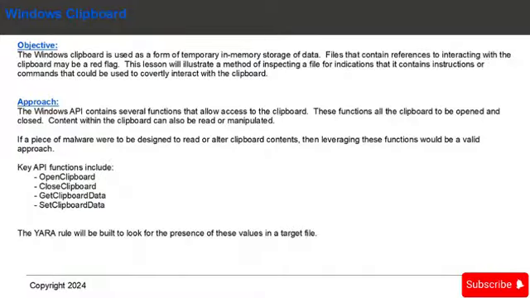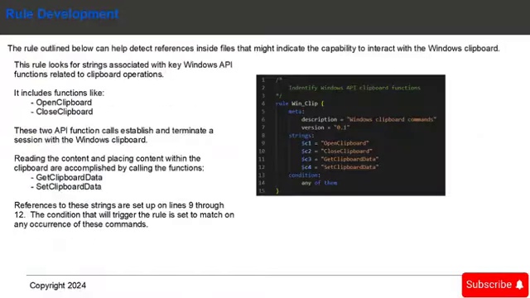The Windows API allows interaction with the clipboard. It allows you to open it, close it, read from it, write to it. So it gives you all this capability that you need to be able to interact with the clipboard and manipulate its contents. So if a piece of malware were designed to go after your clipboard content, either reading it or writing it, then leveraging these types of functions would be a valid approach. These API functions are open clipboard, close clipboard, get clipboard data, set clipboard data. And that's what we're going to search for in our Yara rule.